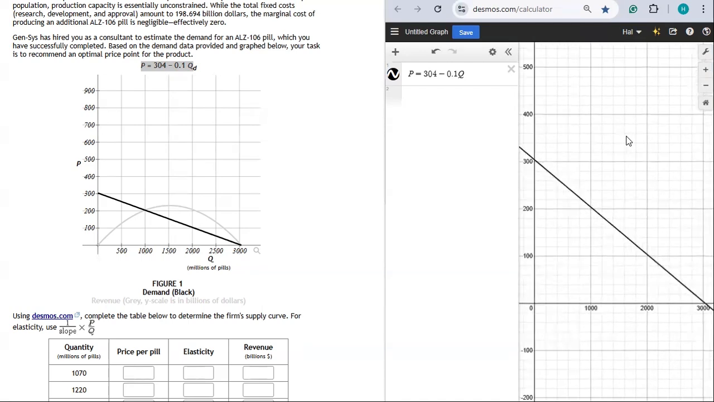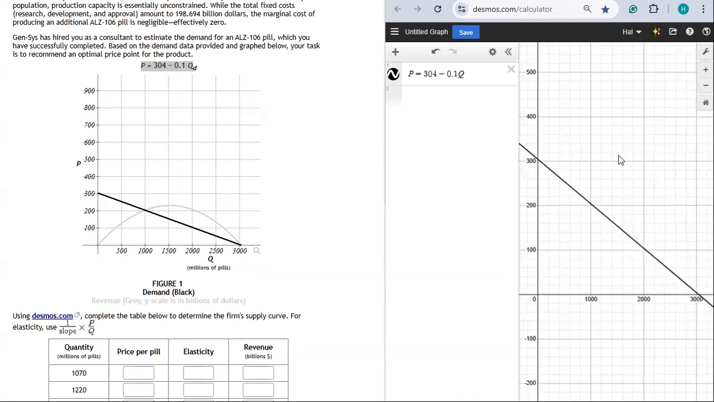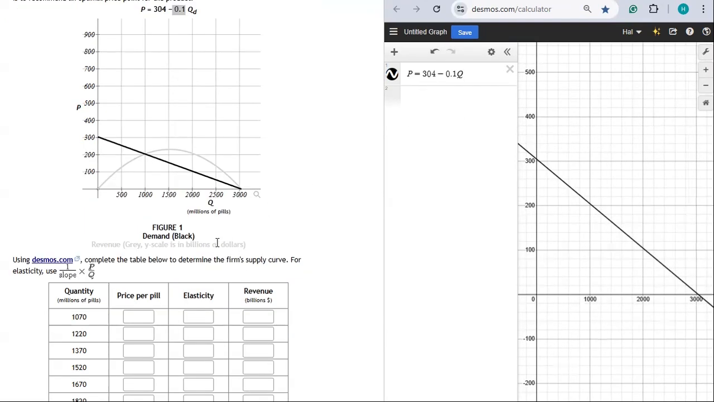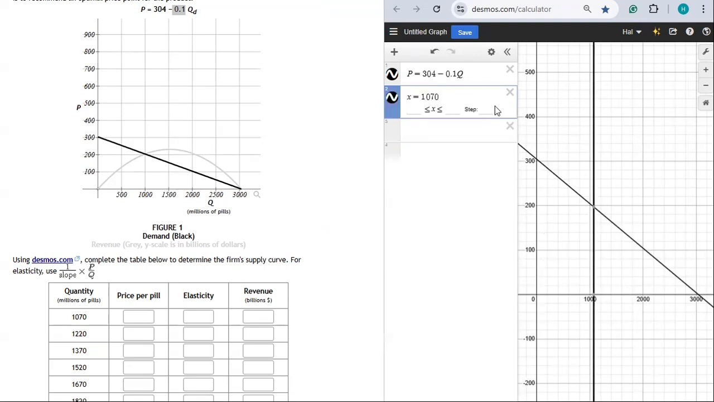Then I can set the demand equation in here. I can fine tune it. I'll be using this equation to first calculate the prices per pill along the demand curve using these quantities. Now, quantity is along the x-axis. And so when x is 1,070, quantity is actually equal to 1,070 million or 1.07 billion. Because again, quantity is in millions of pills.